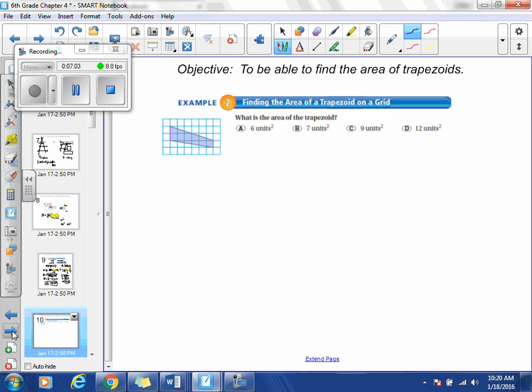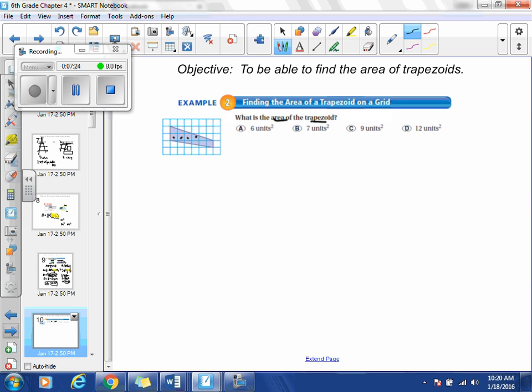Going to do one more example. Find the area of a trapezoid on a grid. So again, ladies and gentlemen, area is the number of square units that cover a shape. So we could start by trying to estimate the area of this trapezoid and say, how many square units is that?